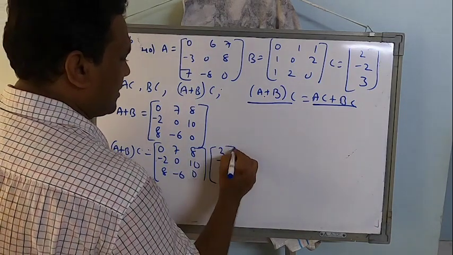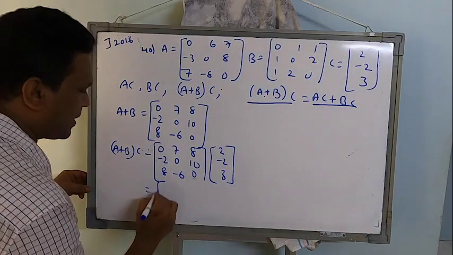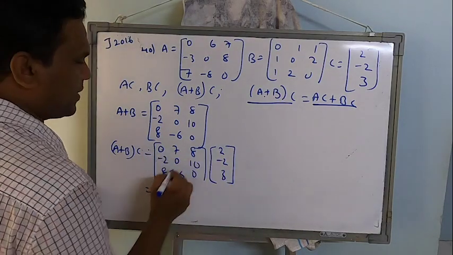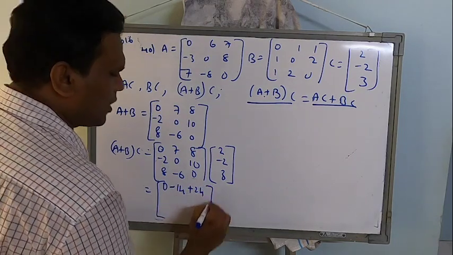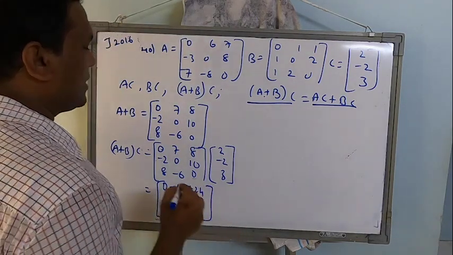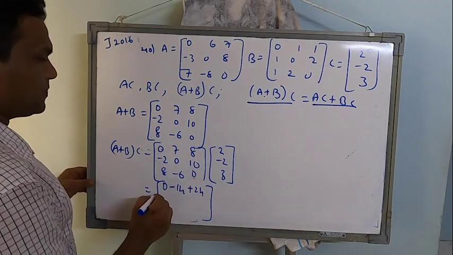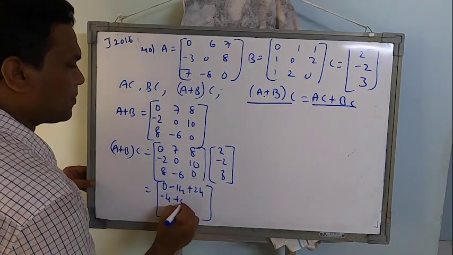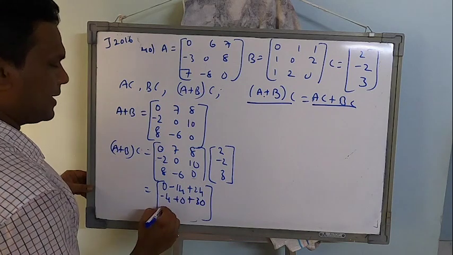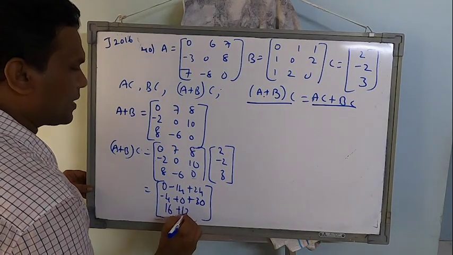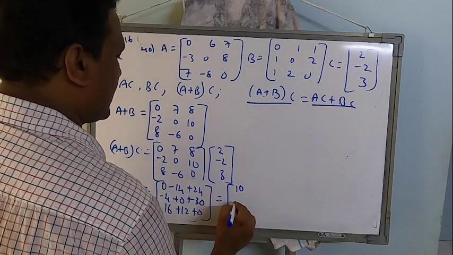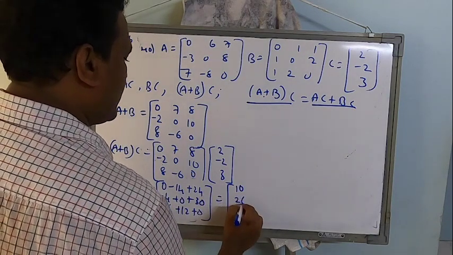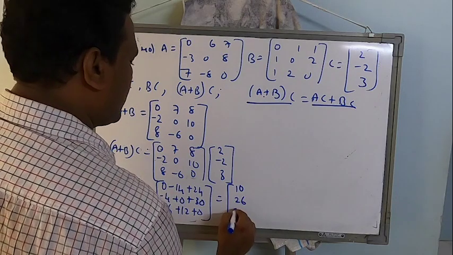2, -2, 3. So upon multiplying these two, this is going to be 0, -14, plus 24. Only one element you are going to get, remember. Okay, the next one, second row, first column. So it's going to be -4, plus 0, plus 30. And the next one is 16, plus 12, plus 0. So let us simplify and keep this. So it's going to be 10. This is going to be 26. And this is going to be 28.